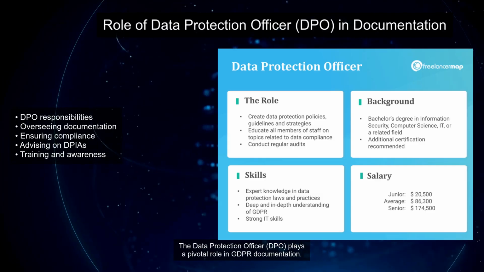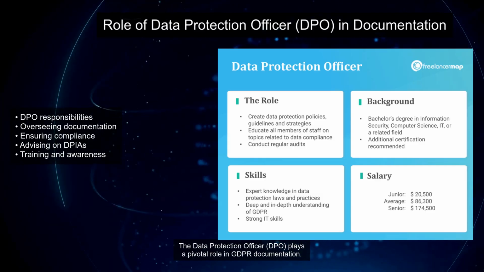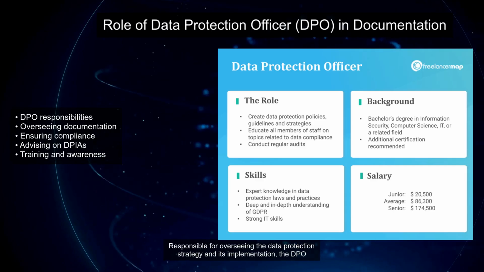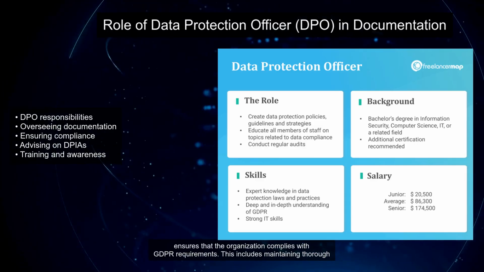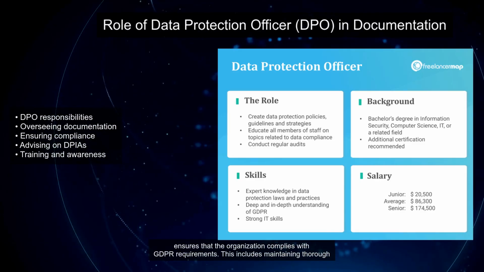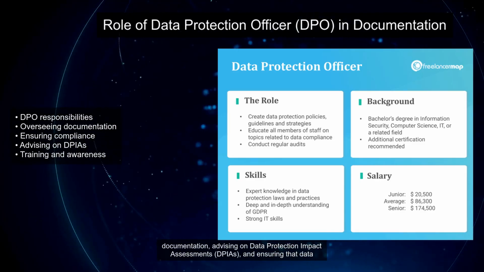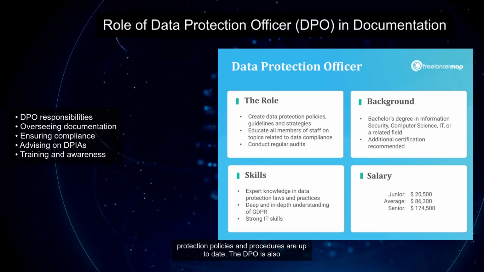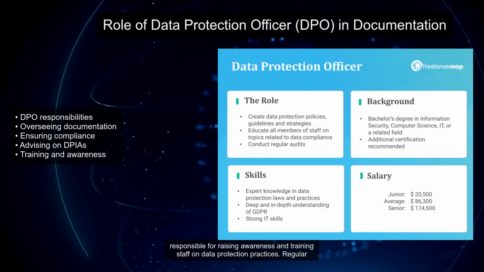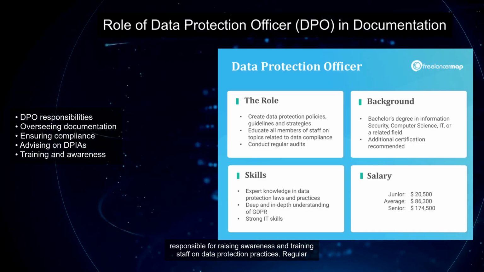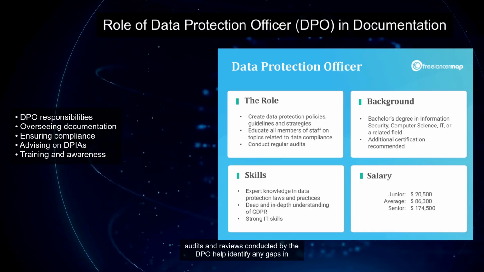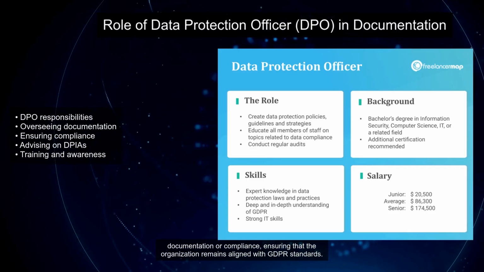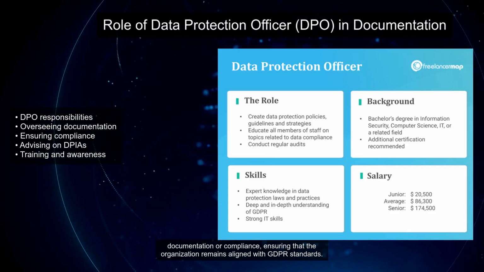The Data Protection Officer, DPO, plays a pivotal role in GDPR documentation. Responsible for overseeing the data protection strategy and its implementation, the DPO ensures that the organization complies with GDPR requirements. This includes maintaining thorough documentation, advising on data protection impact assessments, PIAs, and ensuring that data protection policies and procedures are up to date. The DPO is also responsible for raising awareness and training staff on data protection practices. Regular audits and reviews conducted by the DPO help identify any gaps in documentation or compliance, ensuring that the organization remains aligned with GDPR standards.